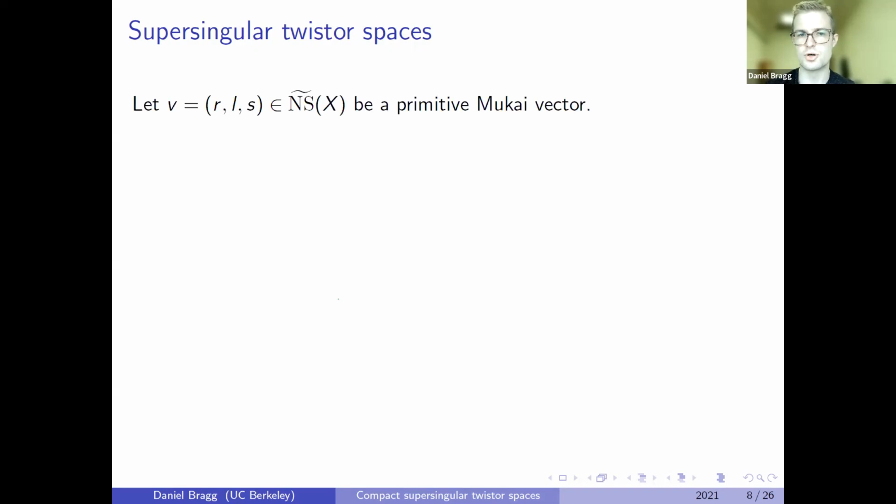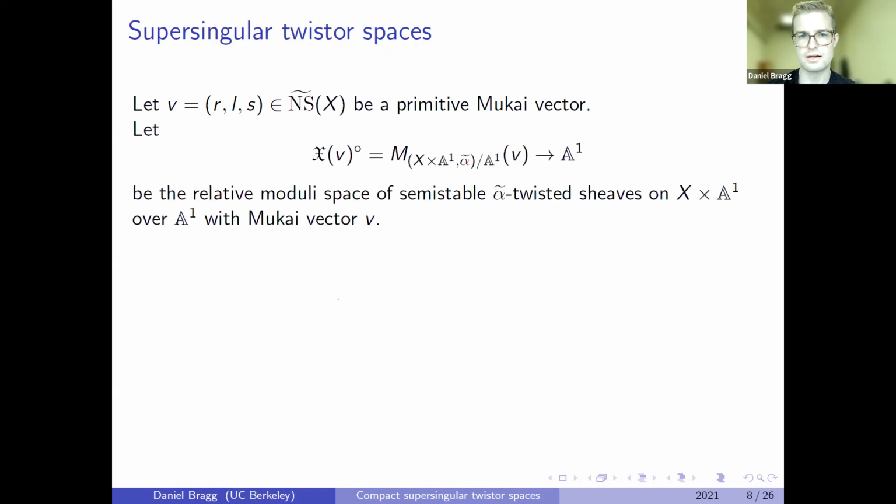You can take a Mukai vector, so that's some sort of discrete invariant, and you can make a relative moduli space of alpha tilde twisted sheaves. So if you pick any Mukai vector, pick a polarization, which I guess I'm suppressing here, there's a general theory of moduli spaces of twisted sheaves on varieties, and particularly on K3 surfaces, and you can plug this into the general theory, and it outputs some other family of varieties over A1. So the moduli space of semi-stable twisted sheaves.